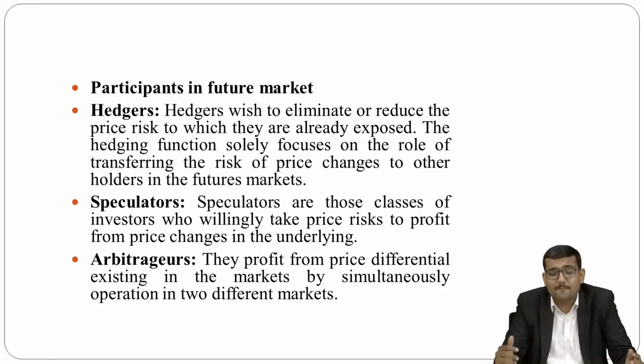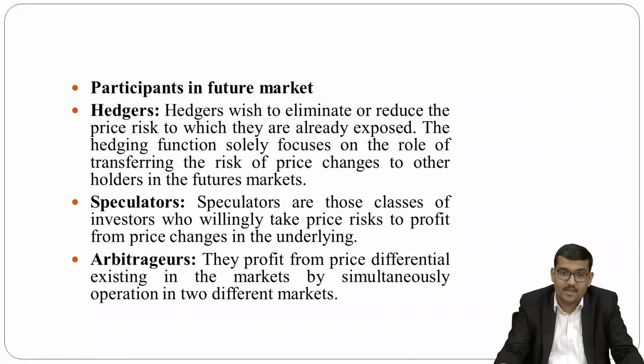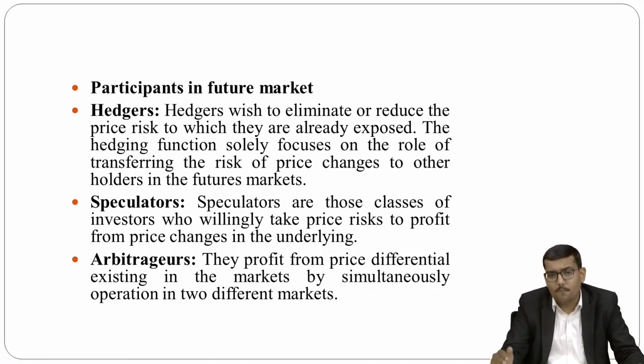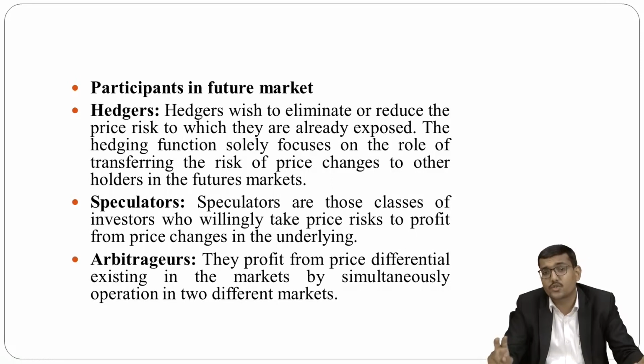Now who are the different participants in a futures market? First are hedgers, second are speculators and third are arbitrageurs. The hedger wishes to eliminate or reduce the price risk to which they are already exposed. The hedging function solely focuses on transferring the risk of price changes to other holders in a futures market. Second is the speculator. Speculators are the class of investors who willingly take price risk to profit from price changes in the underlying. Third are arbitrageurs. They profit from the price differential existing in the market by simultaneously operating in two different markets. So ultimately, these are the main key participants in a futures market.